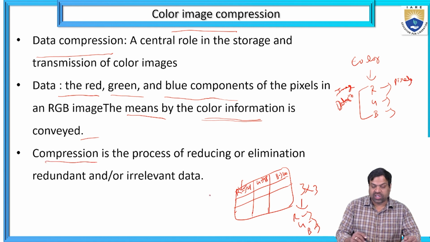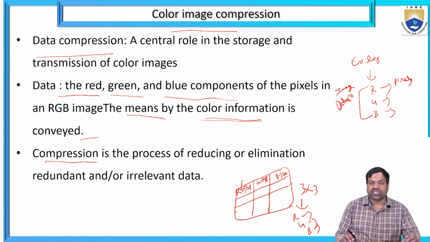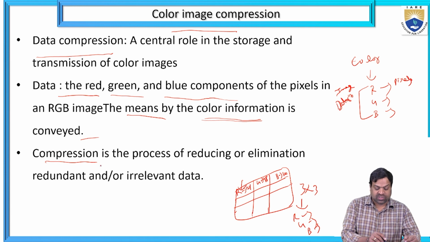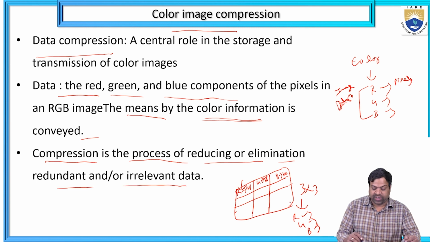So when we go for compression, definitely the image intensity values will be changed. The intensity values are in the form of red, green, blue only. So how are we changing them? Compression is nothing but changing the intensity values, eliminating pixels. So compression is a process of reducing or eliminating redundant or irrelevant data. Unnecessary data we are removing, or reducing the intensity or pixel size. Then only image compression is possible.